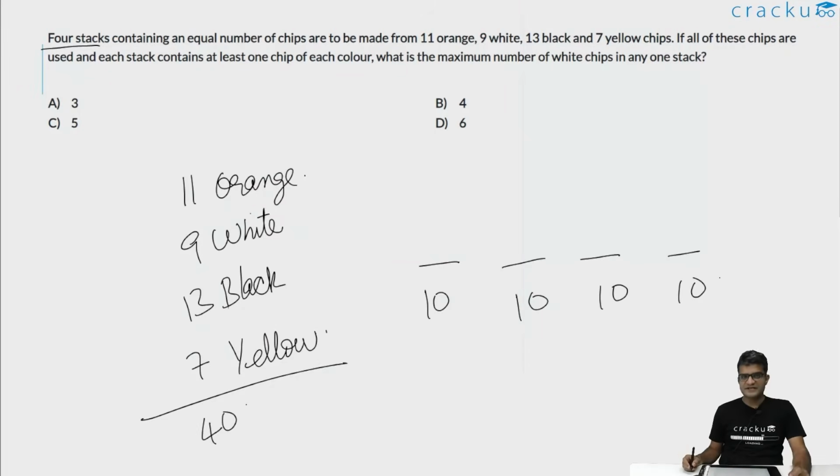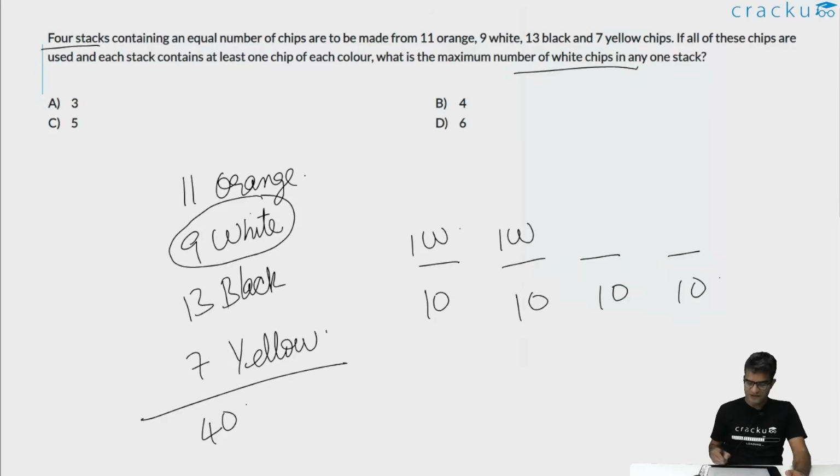And every stack contains at least 1 chip of each color. We are required to calculate the maximum number of white chips in any one stack. The total number of white chips is 9, and we want to maximize them in one stack. So we will minimize them in the remaining 3 stacks. So this one will have only 1 white chip, this one also will have only 1 white chip, this also will have only 1 white chip, and this will have 6 white chips. There are 4 other chips that should be put over here. Those 4 will belong to either orange or black or yellow. But we are trying to maximize the number of white chips in one stack, and that will be equal to 6. So the correct answer is option D.